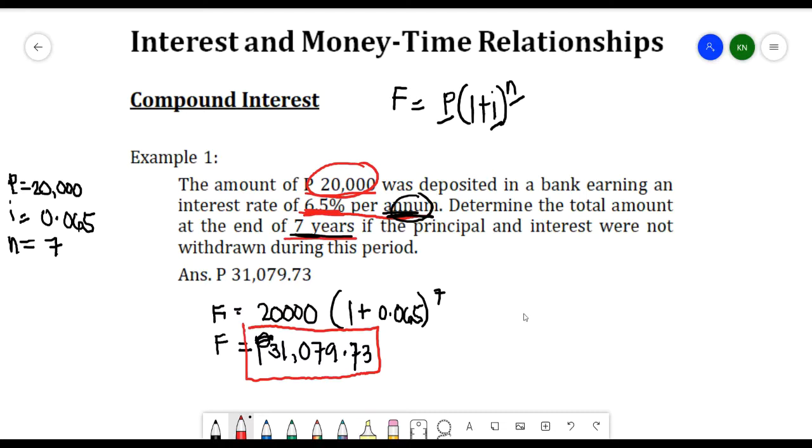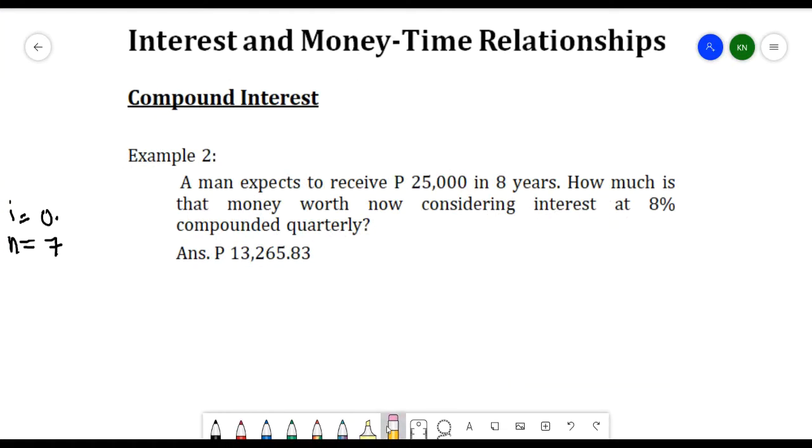Okay, so we'll have the next example: a man expects to receive 25,000 pesos in 8 years. How much is the money worth now considering interest at 8% compounded quarterly? So again, we'll have to identify the given. We have here 25,000, which the man is expecting to receive after 8 years. So meaning to say, 25,000 here is the future worth. It's not the present worth, since the man is expecting this 25,000 after 8 years.